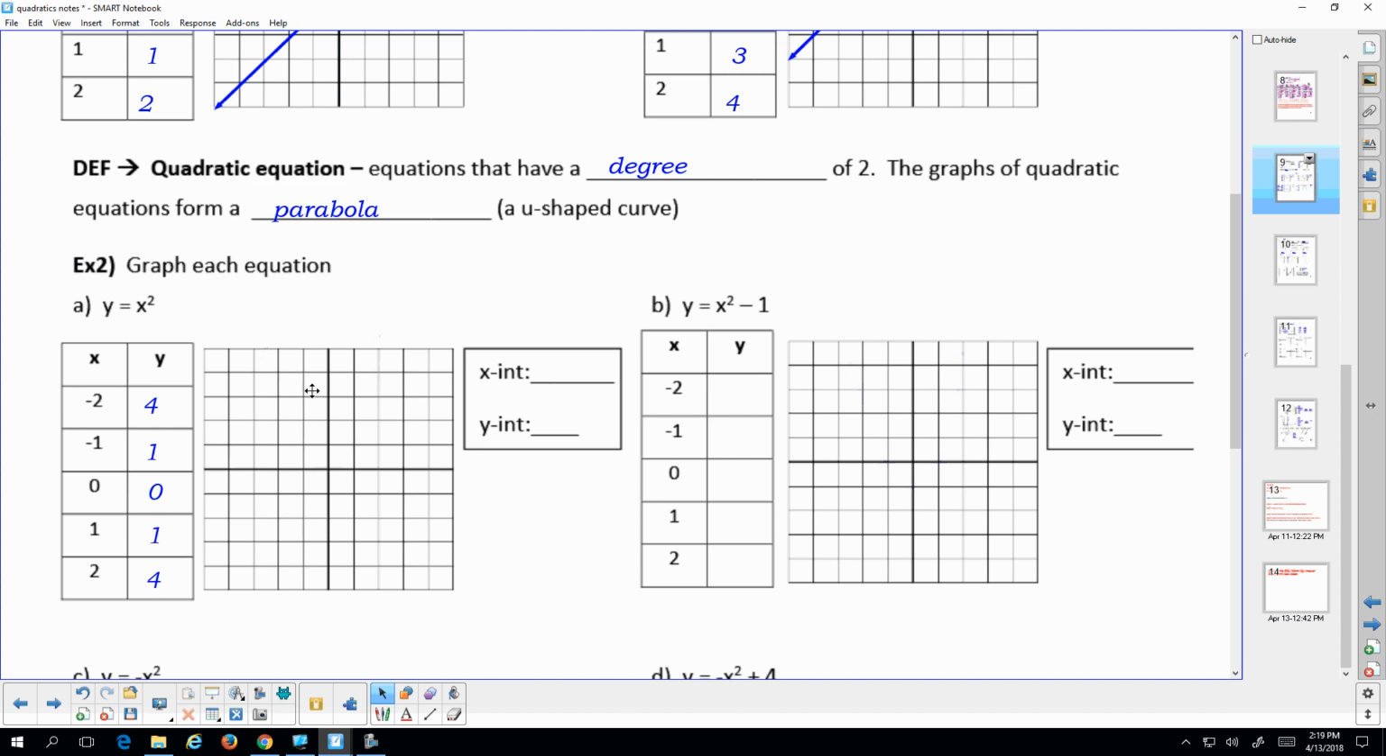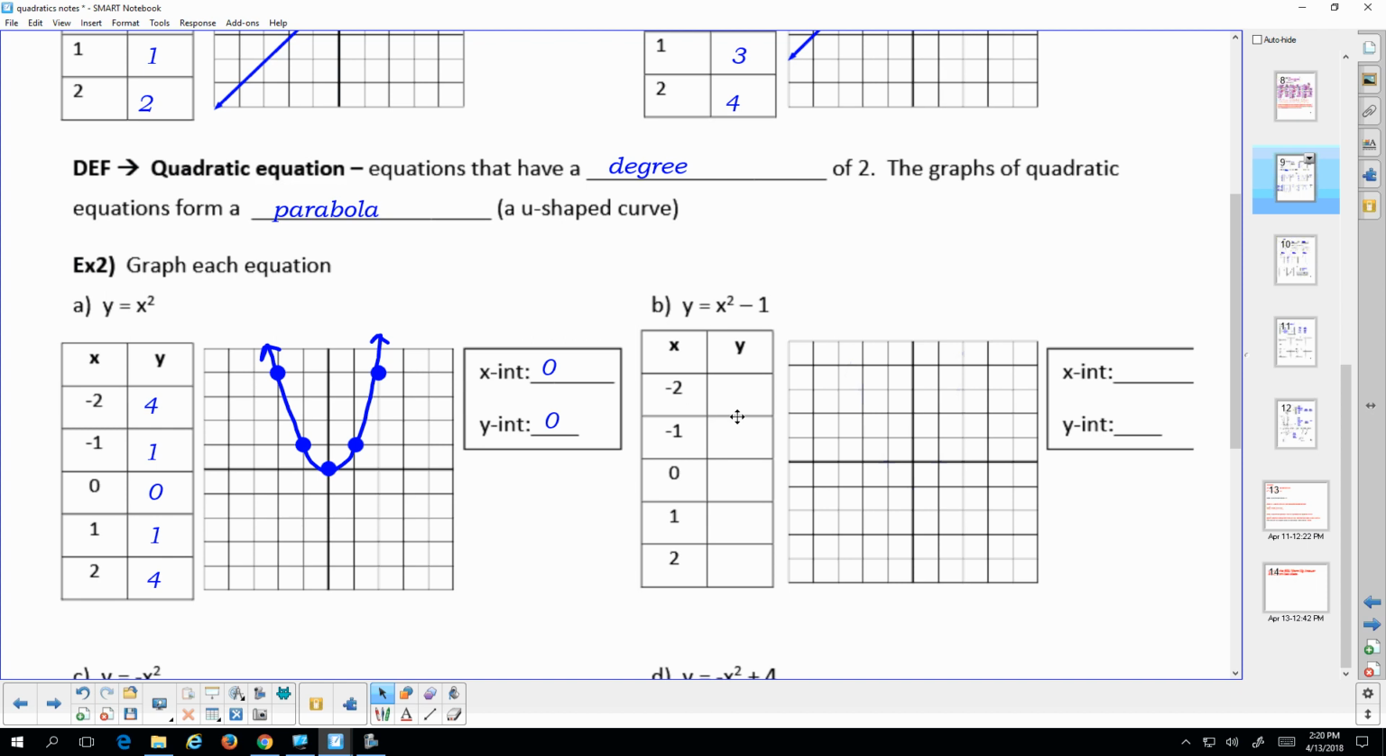Okay. Now I'm going to plot these points on the graph. So the first point I have is -2, 4. Then I have -1, 1. 0, 0. 1, 1. And 2, 4. And now you see how it kind of is making that U shape there? I'm going to connect that, and that's my graph. Now the x-intercept, okay, it doesn't really cross the x-axis, but you can see it comes down and touches the x-axis right here at 0. And then the y-intercept, it crosses the y-axis here at 0. That's what your graph should look like.